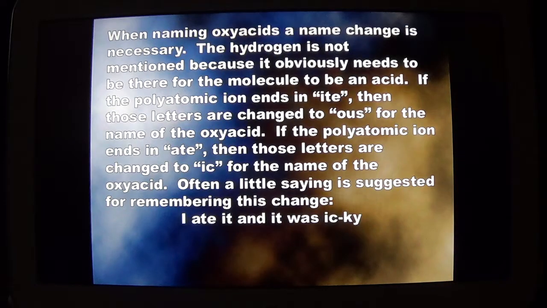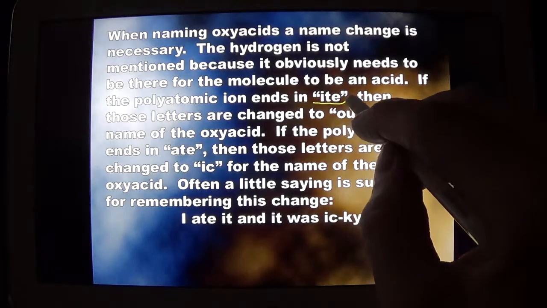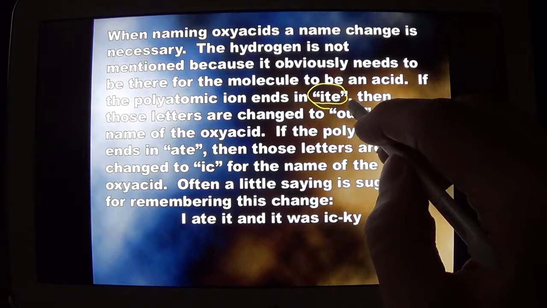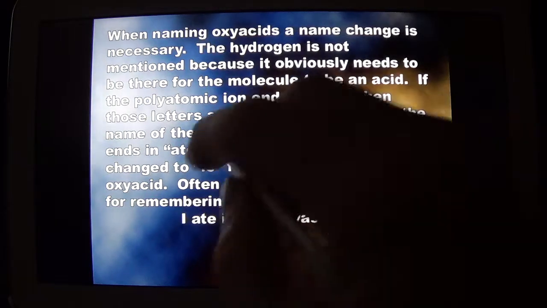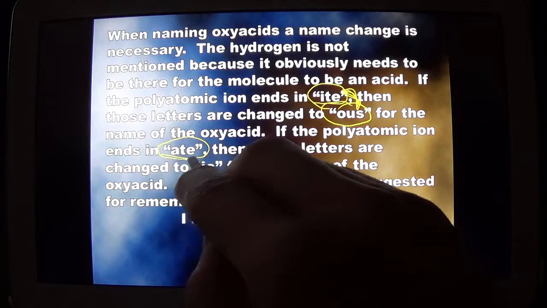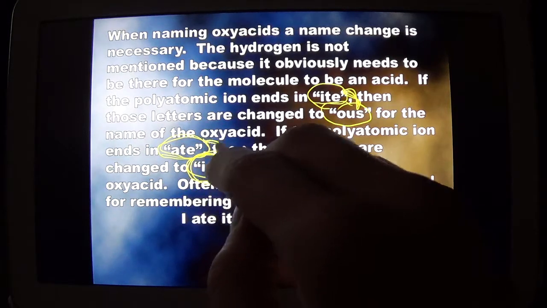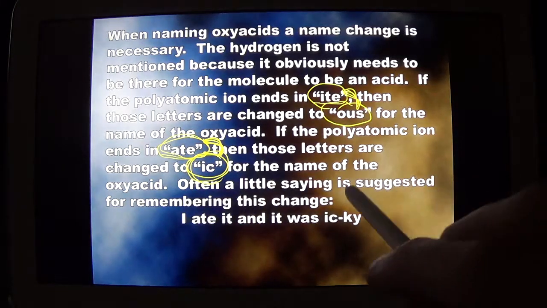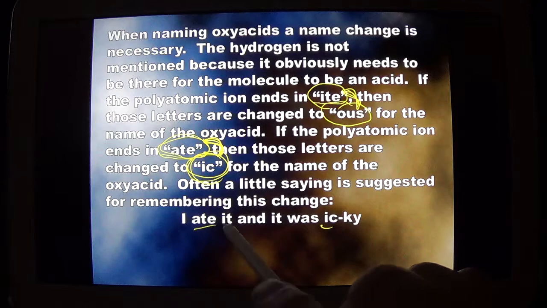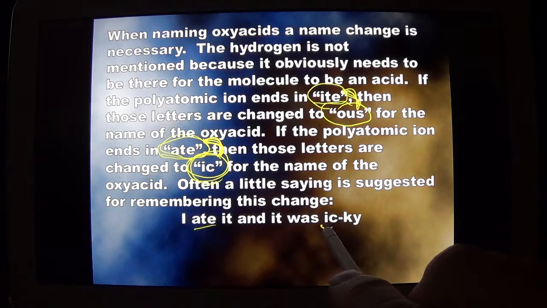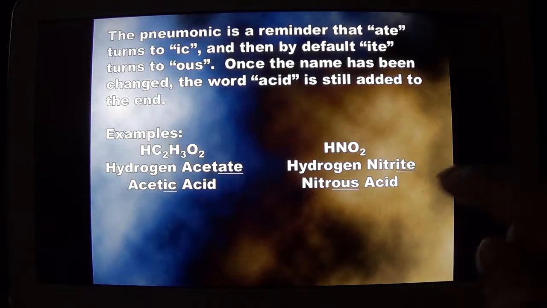So what I want you to know is if the suffix on the ion was ite, the suffix we use in our acid name is ous. Ite and ous go together. If the suffix on the polyatomic ion was ate, the suffix on our acid is going to be ic. Ate and ic go together. I have a little saying, I ate it and it was icky, and that reminds me that ate and ic stick together, and then by default, ite and ous must be together.